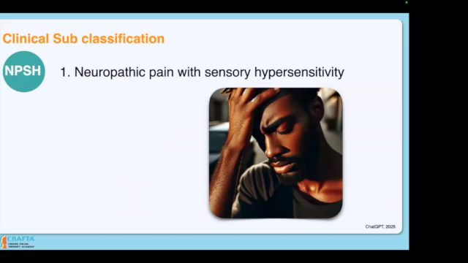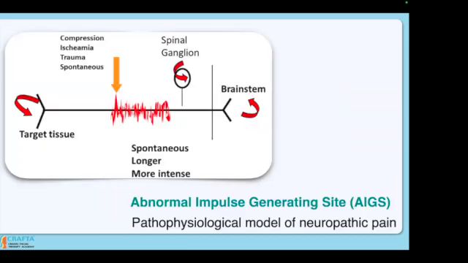What is the reason that this guy here has pain on his head or in his face or maybe somewhere else? The main cause is the model of the neuropathic pain of an AIGS, which means the abnormal impulse generating site. That's the classification, or the clarification, of this system. In this model, we can see the target tissue on the left side, the brainstem on the other side with the nuclei of the brainstem itself, and the spinal ganglion, also with different nuclei in that area.